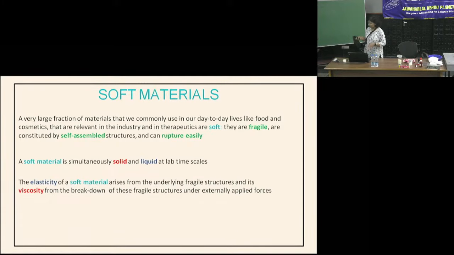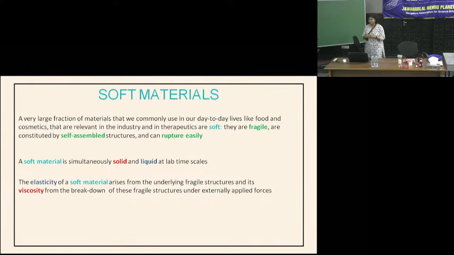Now, a soft material is called viscoelastic. I told you they were simultaneously solid as well as liquid. So soft materials can be elastic as well as viscous. The elasticity comes from the underlying fragile structures that I've been harping about. The underlying structures have some rigidity.